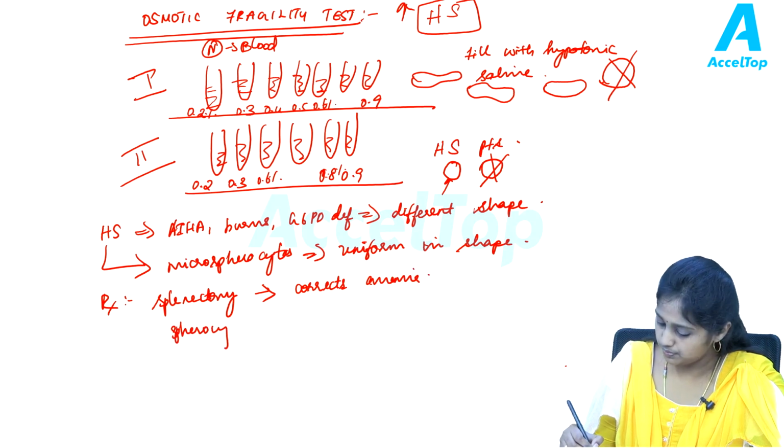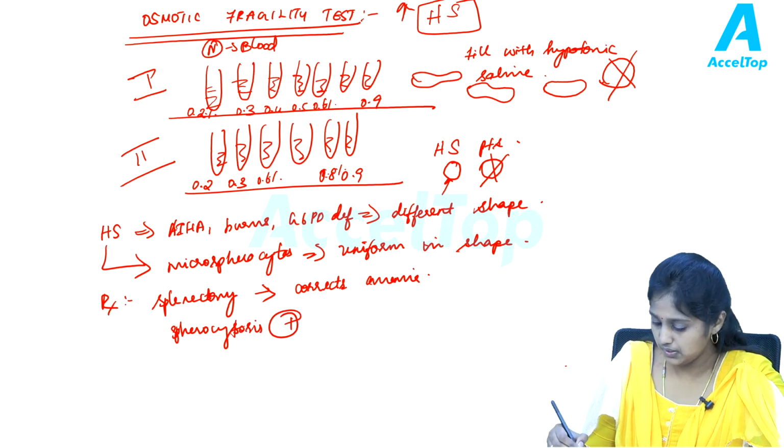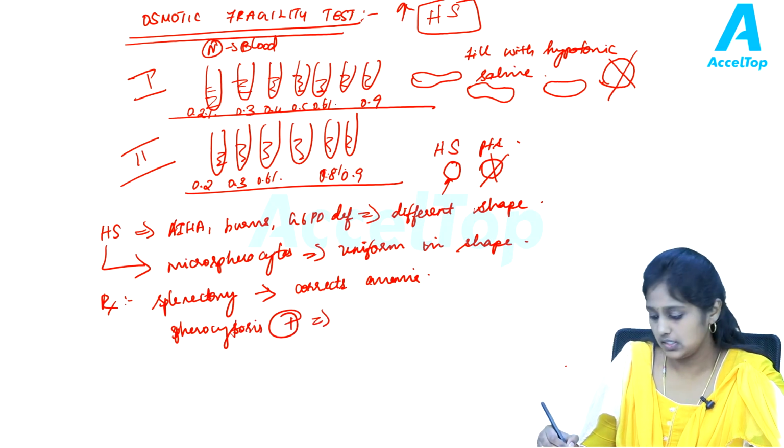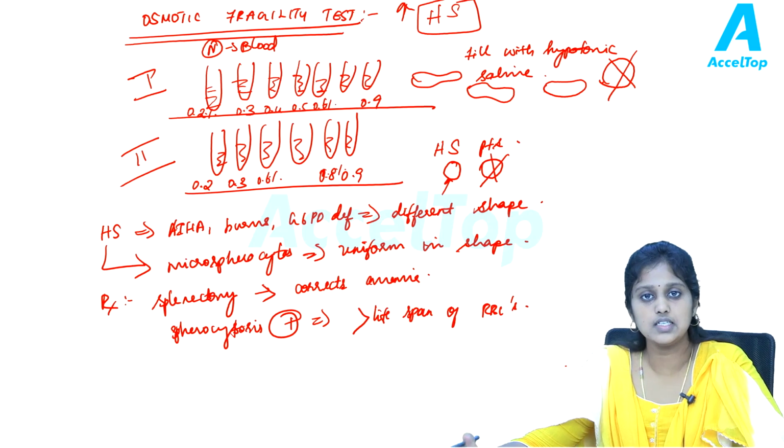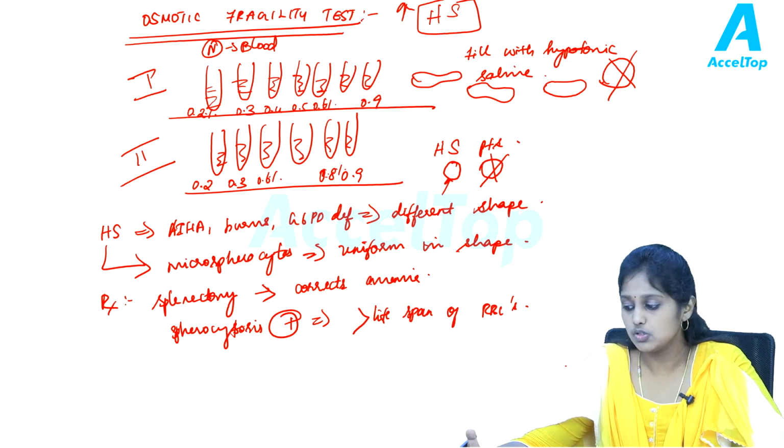Spherocytosis still persists, but the lifespan of RBCs can be increased. So to summarize, hereditary spherocytosis is an inherited disorder. It is because of membrane defect. Ankyrin deficiency is most common. Peripheral smear, you'll be seeing microspherocytes. These microspherocytes are smaller RBCs without any central pallor.